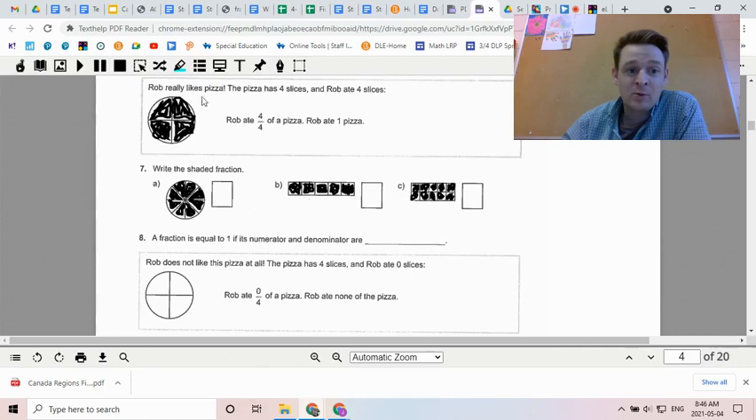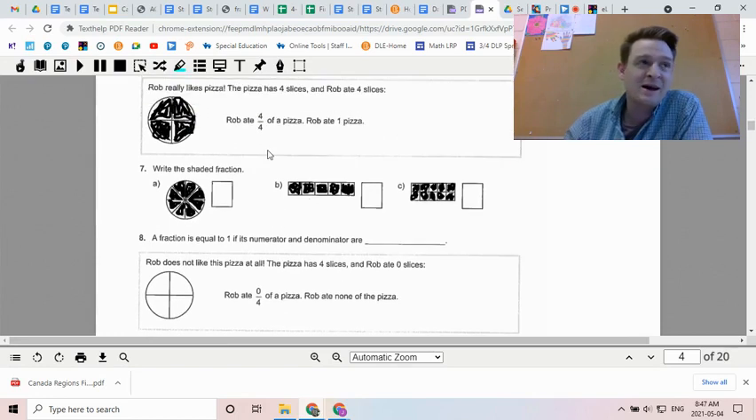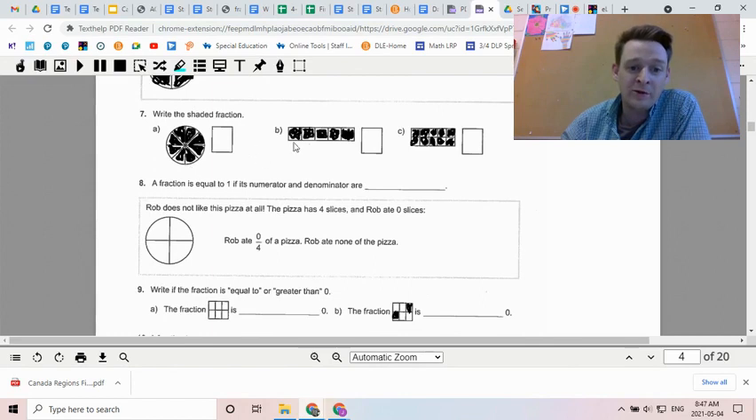Okay, on the back we just have a little more practice. Here it says Rob really likes pizza, and this pizza has 4 slices, and Rob ate all 4 slices. So he ate 4 out of 4, or 4/4 of a pizza, which means he ate 1 pizza. So in the previous page, we were kind of comparing things to a half. On this page, we're going to be comparing things to one whole thing and also 0.